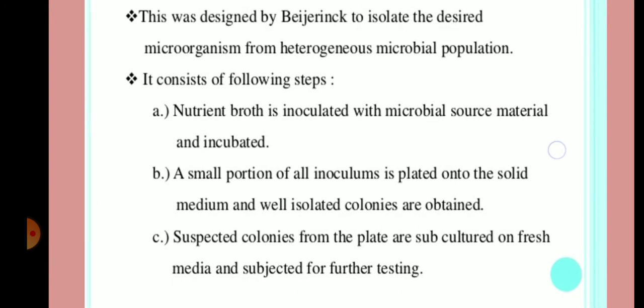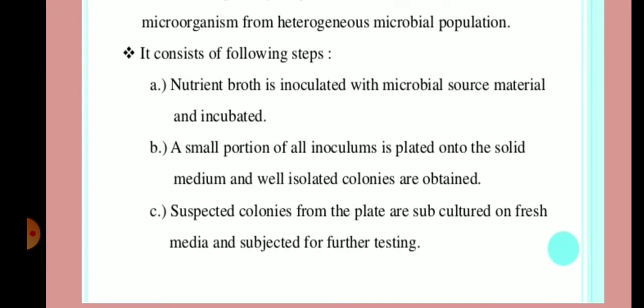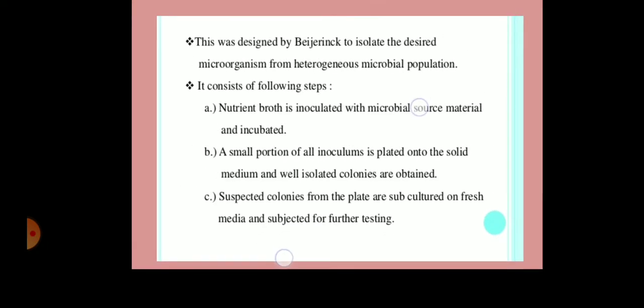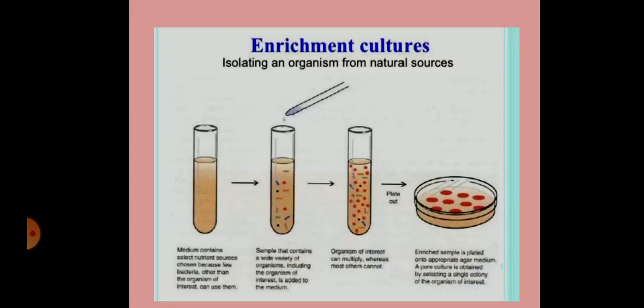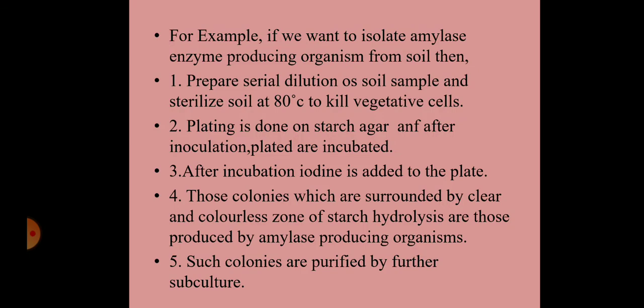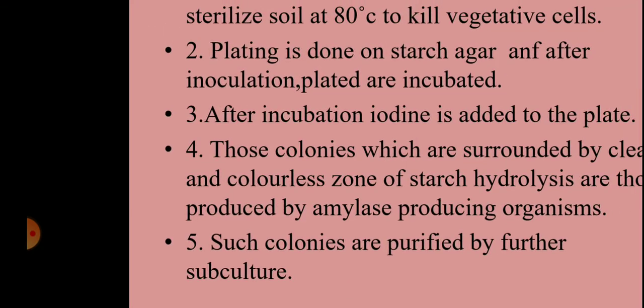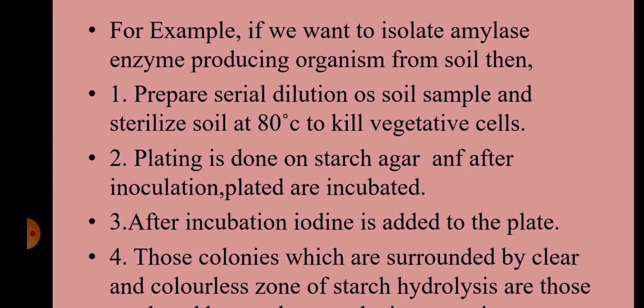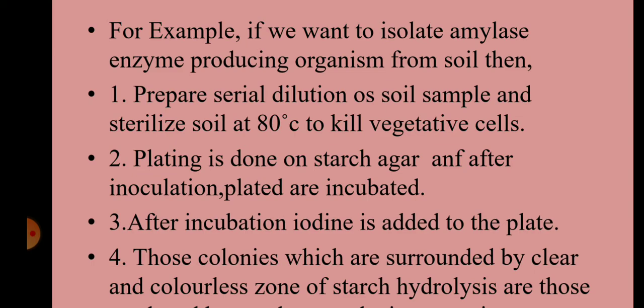Okay, so for that what we do is, nutrient broth or nutrient medium is inoculated with a microbial source like soil. A small portion of the inoculum is plated on solid medium and well isolated colonies are obtained, and the suspected colonies from the plate are further subcultured. Okay, let us take an example. Say, if we want to isolate an enzyme producing organism from soil. Say, which enzyme? If we want to isolate an amylase enzyme producing organism from soil.